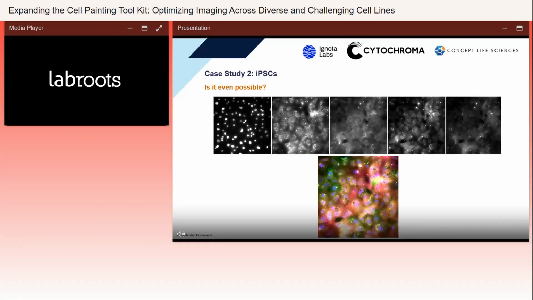However, I'm pleased to say that the imaging was able to be performed and some quite lovely images and subsequent data sets were able to be generated. Along with the black and white individual channel images, the pseudo-colour composite image at the bottom highlights an example well that was captured with minimal modifications, showing that these iPSCs can be used with this protocol.